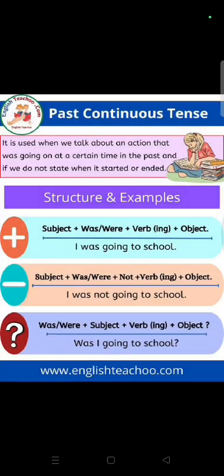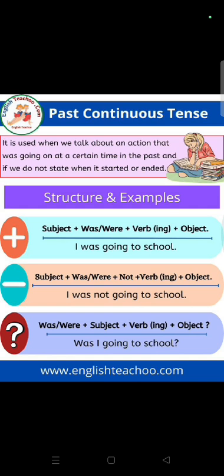So, the second type of past tense is past continuous tense. It is used when we talk about an action that was going on at a certain time in the past and we do not state when it started or ended. The structure of the past continuous tense in the affirmative sentence is subject plus was plus verb plus ing plus object.